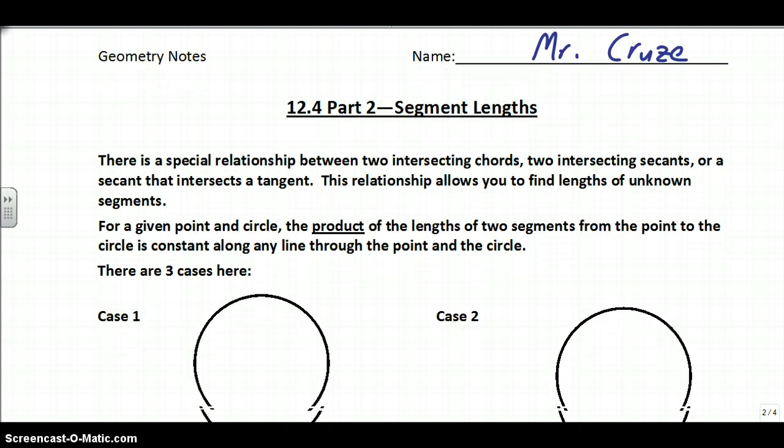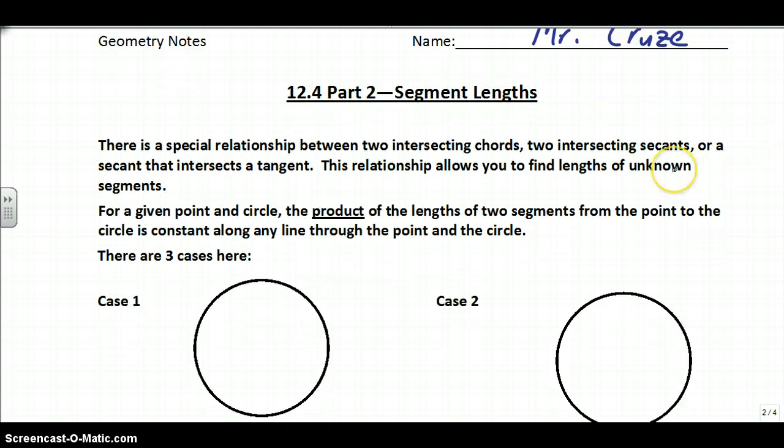All right. So you might remember yesterday we talked about angle measures. Well, we're going to talk about segment lengths today. There is a special relationship between two intersecting chords. Chords are inside the circle, so it might look something like this. Also two intersecting secants, which might look something like that. And there's also maybe a secant and a tangent. So we can find lengths of unknown segments.